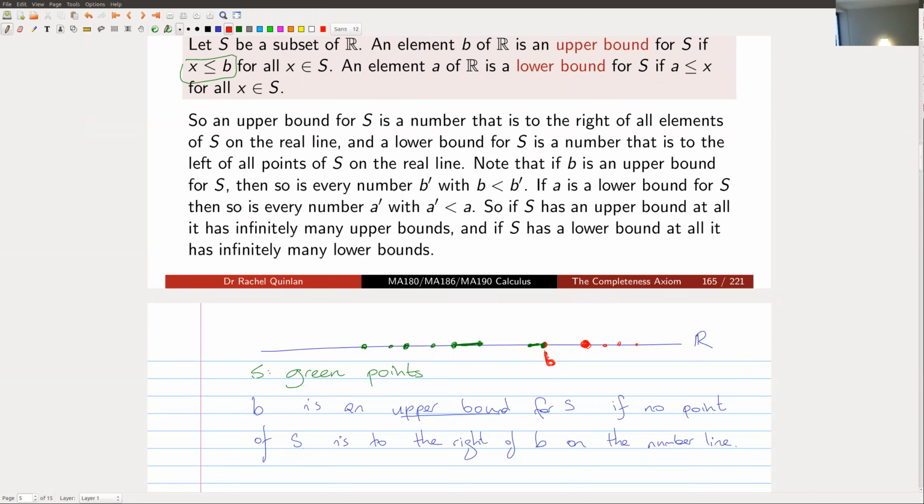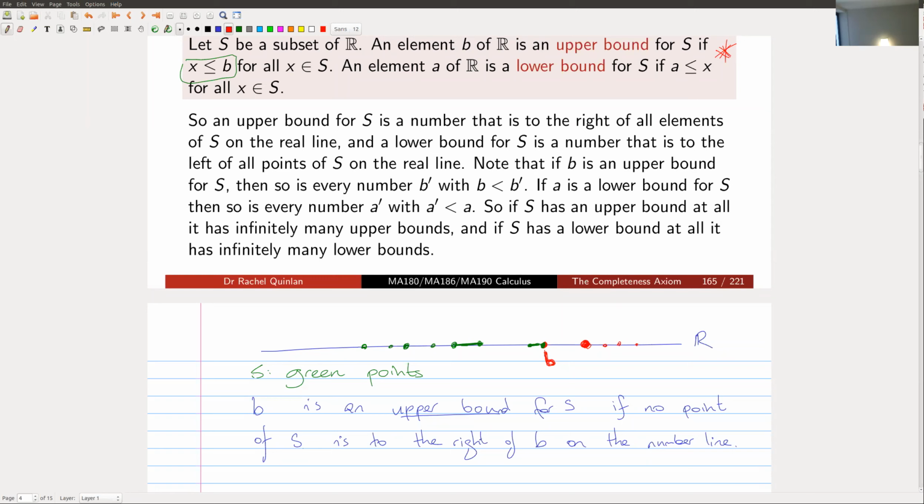So B is an upper bound for S if no point of S is to the right of B on the number line. And I think that's a good way to think about upper bounds. If you prefer the text-based description, that's absolutely fine as well, and of course, it says exactly the same thing. But if you're put off by the formality of that, and you prefer the visual version, that's completely fine. It just means that B is bigger than everything in S, basically.